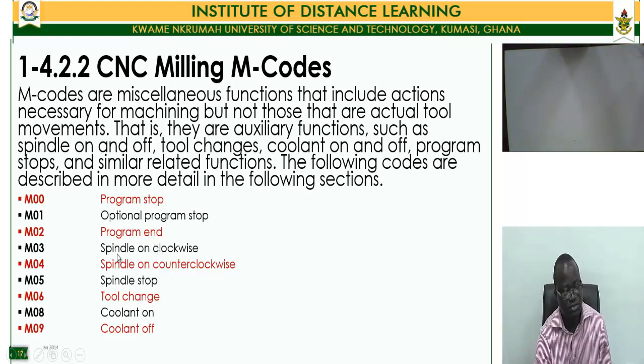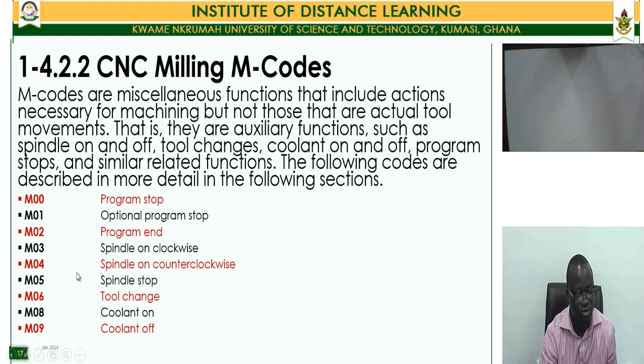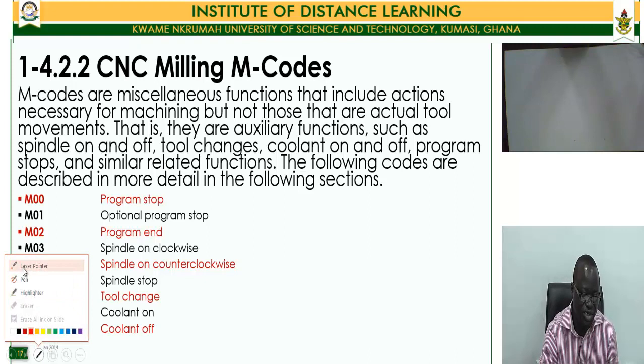Now we have M10, which is clamps on. There are CNC machines that use automatic clamps, so you can give a command for the clamps to automatically come on, and then you can give a command for the clamps to be off. We have M30, which is program end and reset to start.